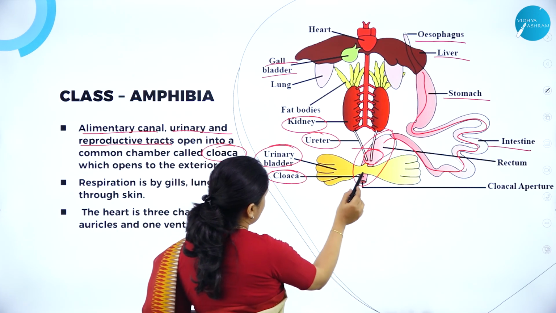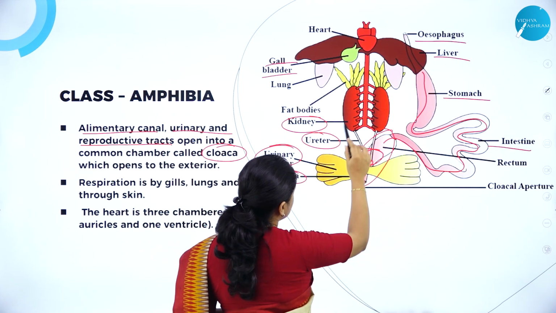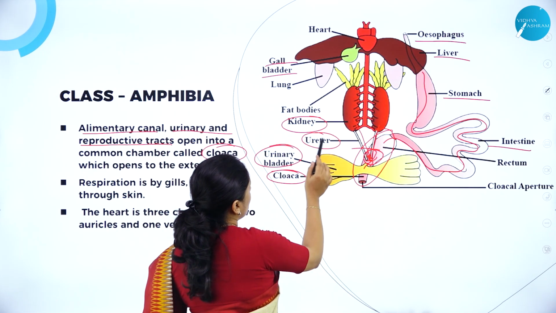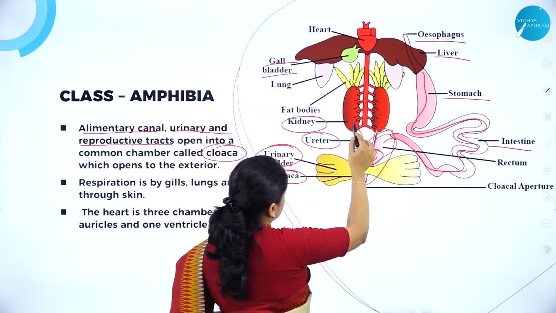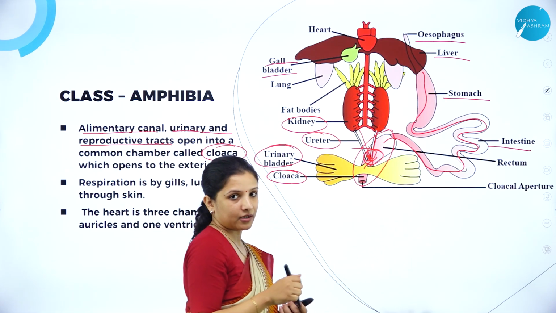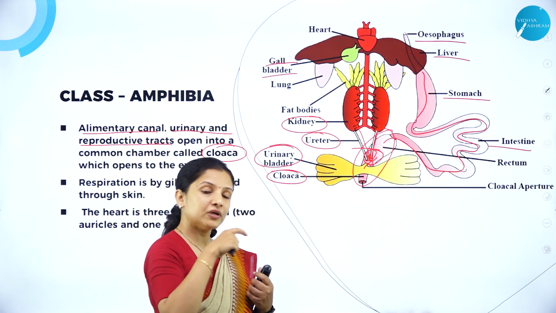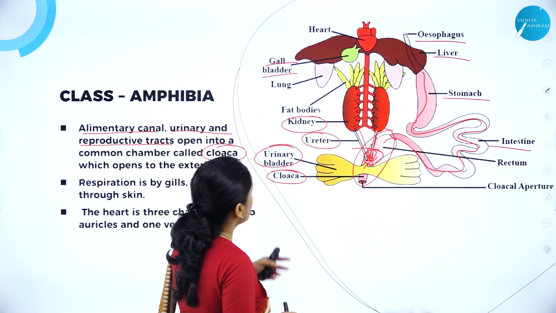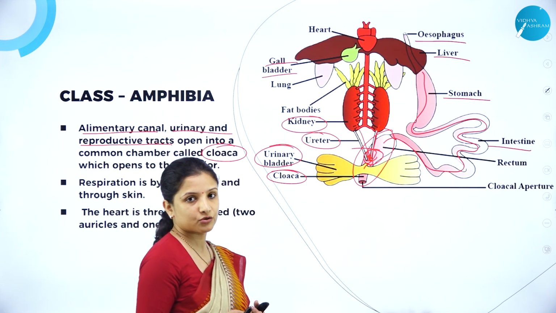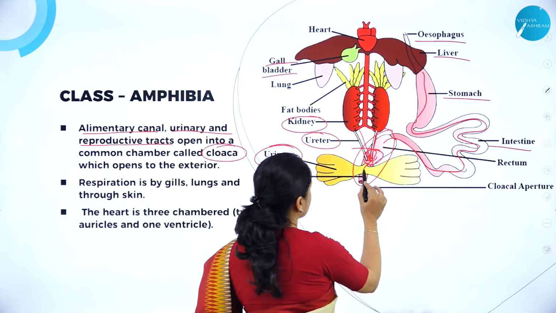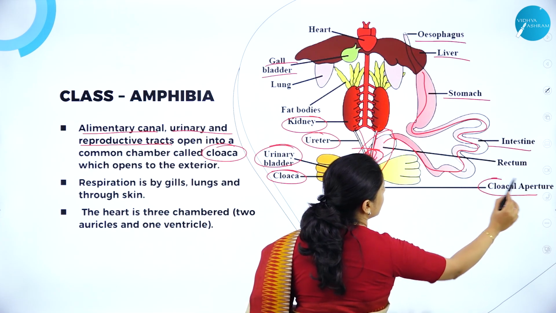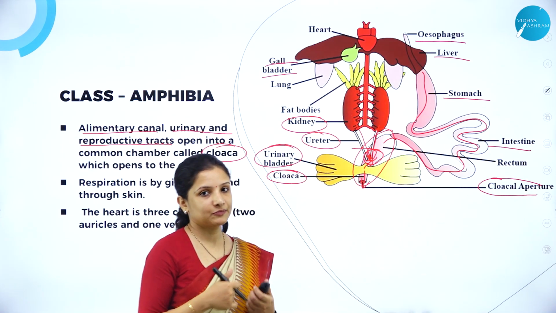This urinary bladder also opens into the cloaca. The kidney also opens into the cloaca. Talking about the ureter, it is the tube that connects the kidney with the cloaca, so the kidney opens into the cloaca through the ureter. They have a reproductive tract, and that reproductive tract also opens into the cloaca, and the cloaca opens to the outside through a cloacal aperture, through which the waste products come out.